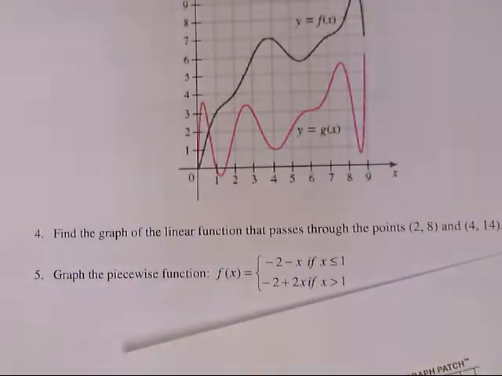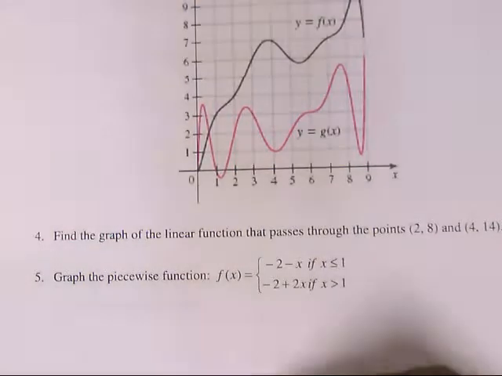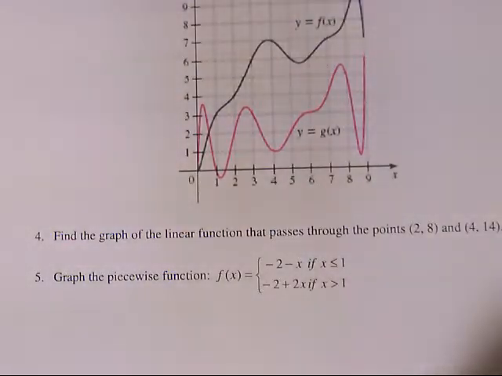Okay, so here, let me go ahead and write down the function. In this case, that's f of x. This is number 5. F of x is equal to negative 2 minus x. We use that if x is less than or equal to 1. And then negative 2 plus 2x if x is greater than 1.